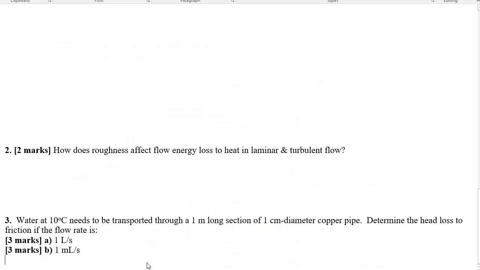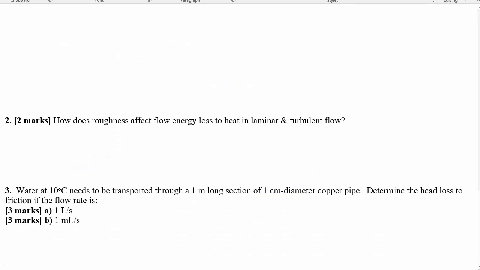One more question here. Water at 10 degrees C needs to be transported through a 1 meter long section of 1 centimeter diameter copper pipe. Find the head loss to friction if the flow rate is A, 1 liter per second, or B, 1 milliliter per second. So we have the length of the pipe, the water properties, and the diameter of the pipe this time. And they want us to determine the head loss for different flow rates, but one at a time.